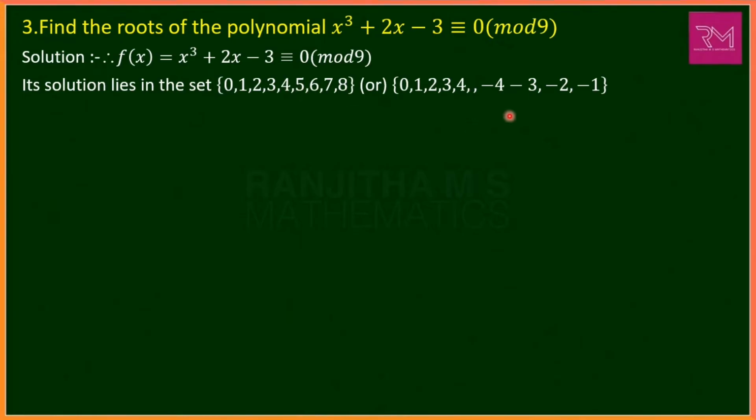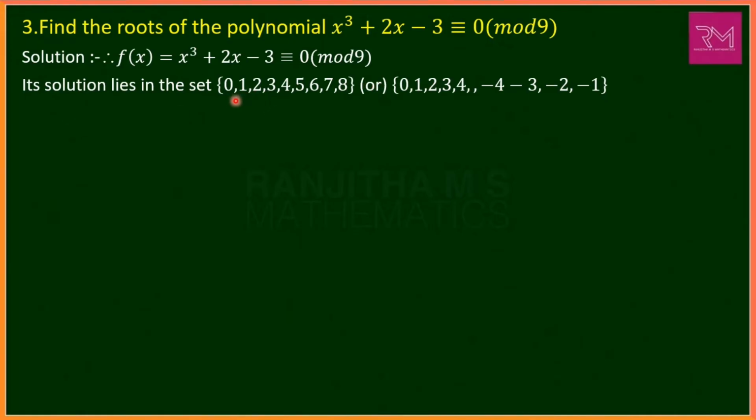In the place of 5 we can substitute minus 4, because 5 is congruent to minus 4 under mod 9. Because 5 is congruent to minus 4 mod 9, that implies 9 divides 5 minus of minus 4, minus to minus plus, hence we get 9 divides 9. Therefore in the place of 5 we can substitute minus 4. In the place of 6 we can substitute minus 3 because 6 is congruent to minus 3 under mod 9. Similarly 7 is congruent to minus 2 under mod 9, and 8 is congruent to minus 1 under mod 9.